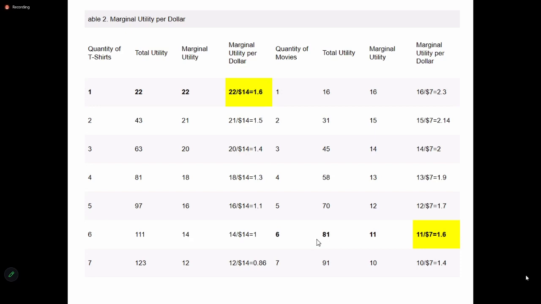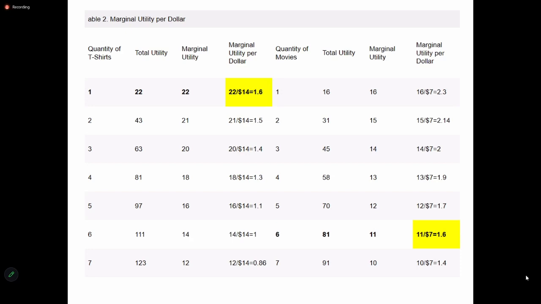Yes, Ravindu's answer is correct. How much in total? If the person buys one t-shirt and six movies, he will go for six movies. Then what is the total amount he should spend? If the t-shirt is $14 and a movie is $7, what is the total? 56.